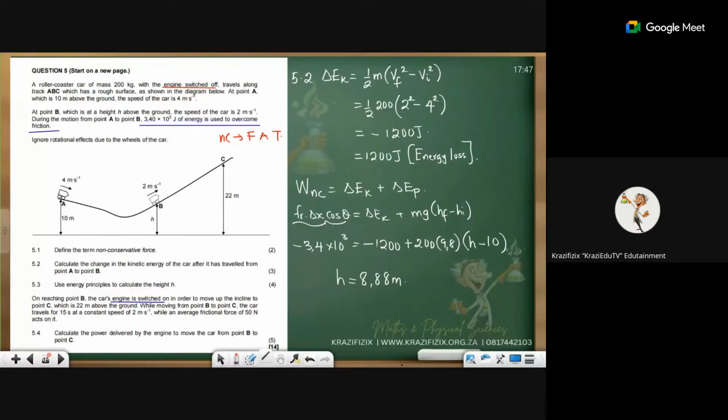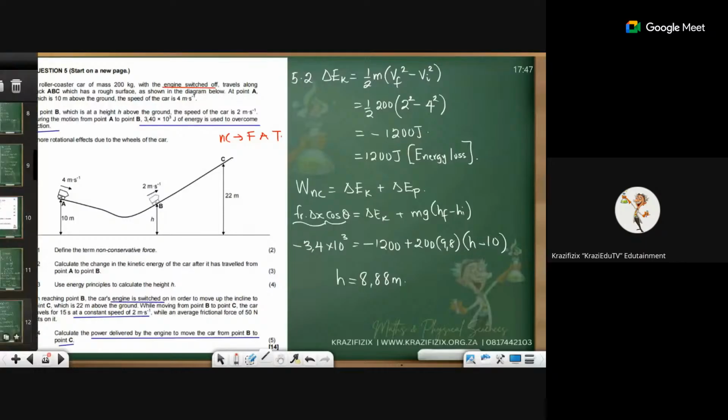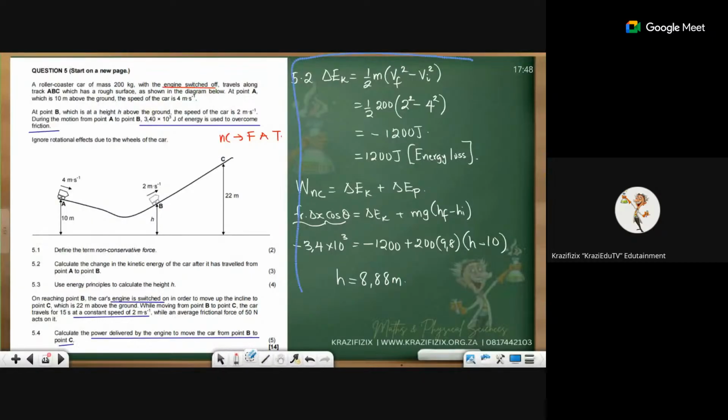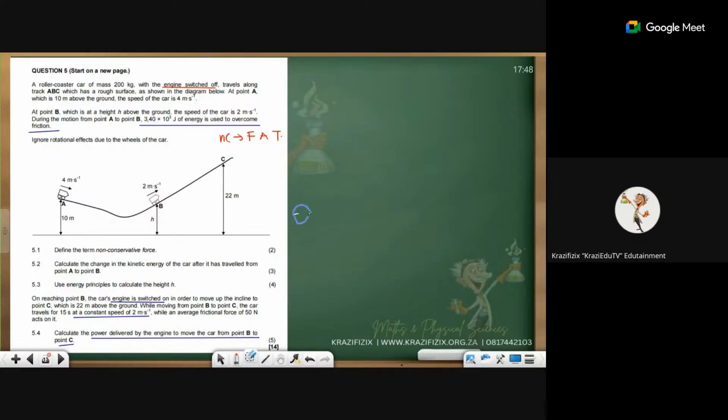While moving from point B to C, the car travels for 15 seconds at a constant speed of 2 meters per second, while the average frictional force of 50 Newton acts on it. Calculate the power delivered by the engine to move the car. We are looking for what? Force applied, or work done by force applied. We can use that. There are quite a few other ways that we can use. Let's see first, guys, what do we have?